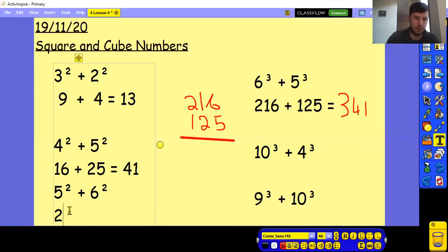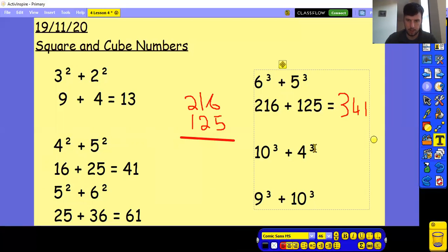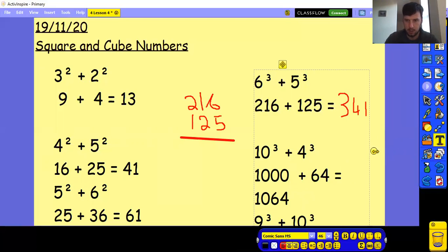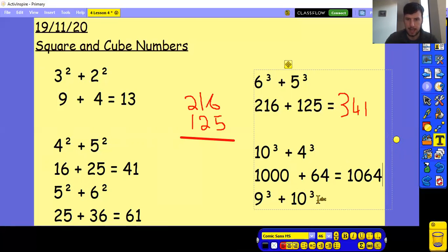Then we've got 5 squared again, which is 25. We've got 6 squared, which equals 36. We've got 36 and 25, which equals, yep, correct, 61. Well done there. Now, 10 cubed equals 1,000. 10 times 10 equals 100, and 100 times 10 equals 1,000. Add 4 cubed, which is 64, which equals 1,064. Well done if you said that.